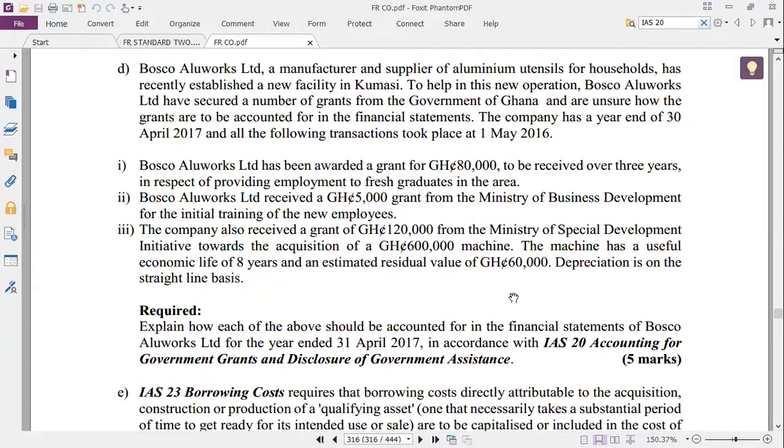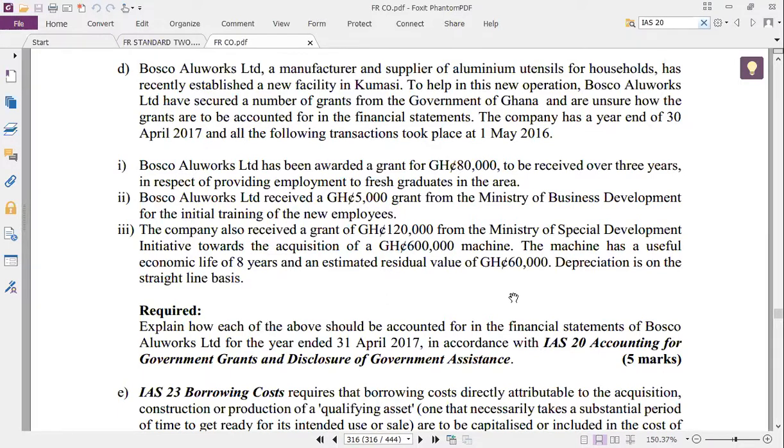Bosco Aluwex Limited, a manufacturer and supplier of aluminium utensils for household, has recently established a new facility in Kumasi. To help in this new operation, Bosco Aluwex Limited has secured a number of grants from the government of Ghana and is unsure how the grants are to be accounted for in the financial statements. The company has a year-end of 30th April.